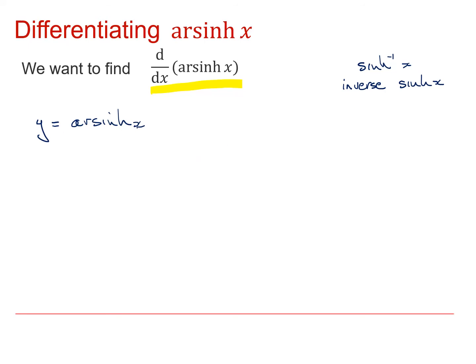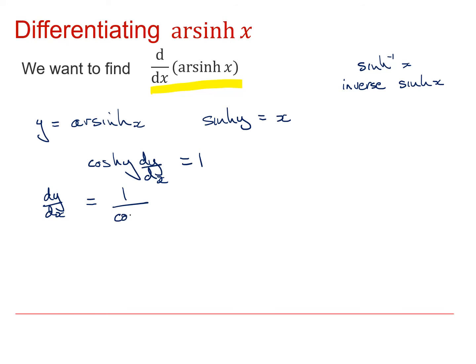So if y is arsinh x, then sinh y is equal to x. And if I now differentiate this with respect to x, I'll get cosh y dy by dx, because we're differentiating implicitly, is equal to 1. Remember, if I differentiate sinh, I just get cosh. Rewriting this then, I'll get dy by dx is equal to 1 over cosh y.